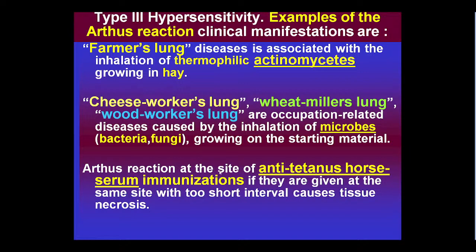Arthus reaction at the site of anti-tetanus horse serum immunoglobulins, if they are given at the same site at two short intervals, also causes tissue necrosis. But in anti-tetanus horse serum immunization, this disease was localized clinically, usually in the skin.